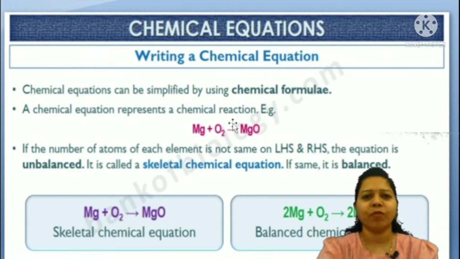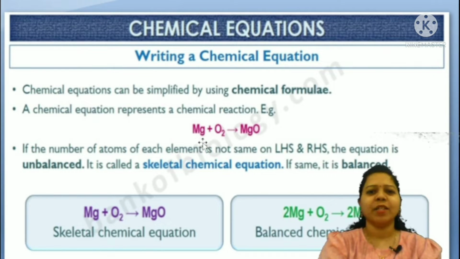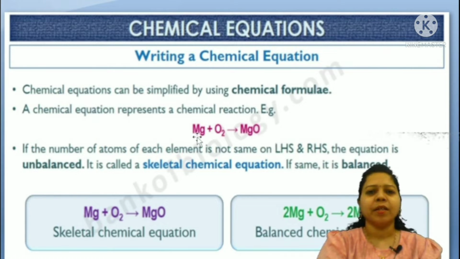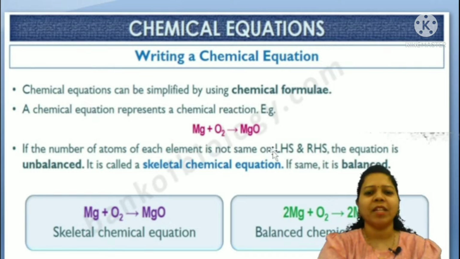Just the above equation which we wrote in word equation form, how to write this in symbolic form, we'll see. The symbol of magnesium is Mg, the symbol of oxygen is O, and magnesium and oxygen when reacting with each other give magnesium oxide, and the formula of magnesium oxide is MgO. When we write the chemical reaction in the form of chemical formulae, then we say that it is a skeletal chemical equation.